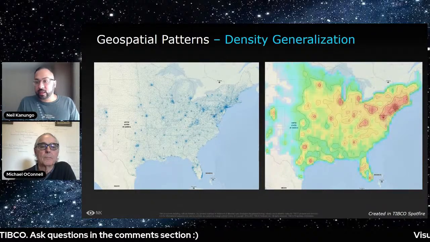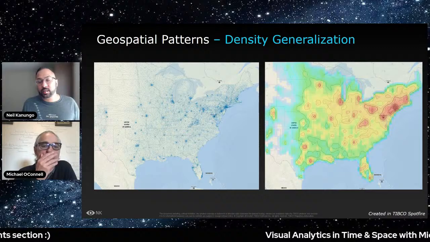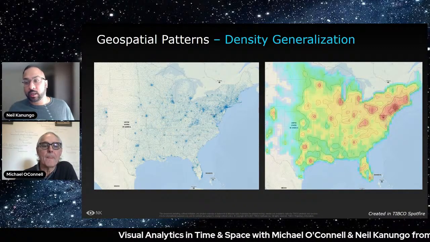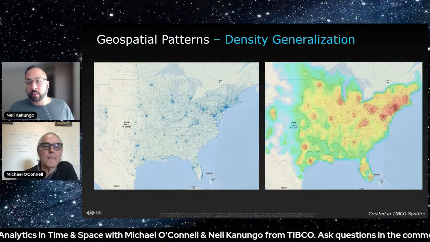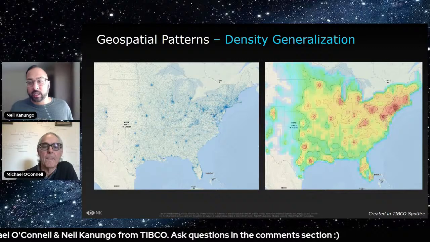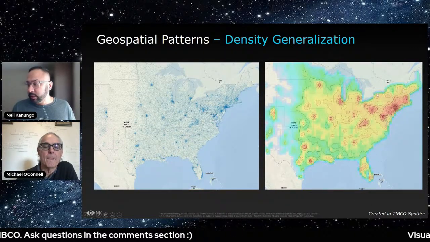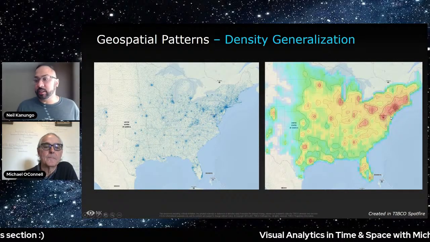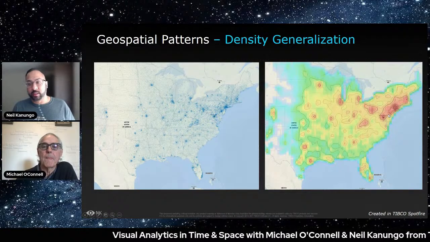And next we have density generalization. When you have a lot of points together, you can generalize those to show, here we have a contour map or isopleth map that's showing how many points are together. And we're able to generalize across the United States to see the population in the Northeast, and you're able to better interpret this data.